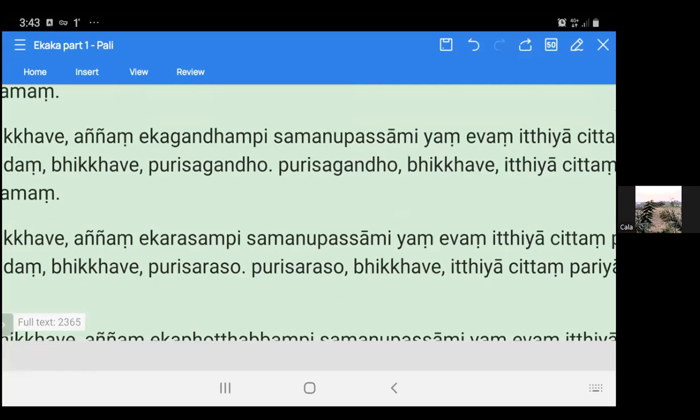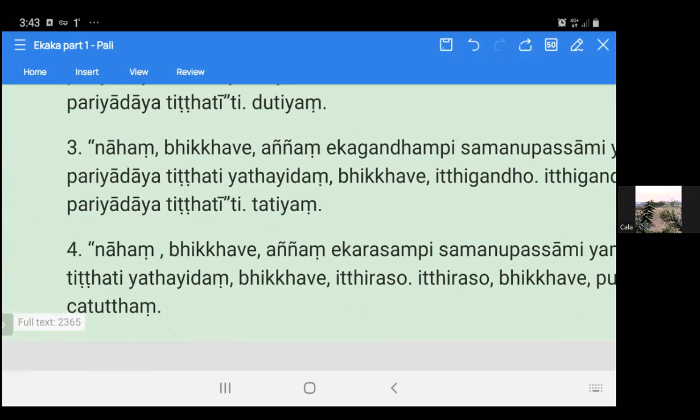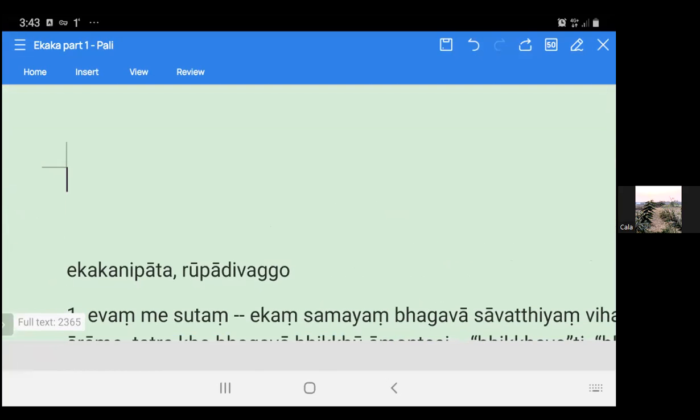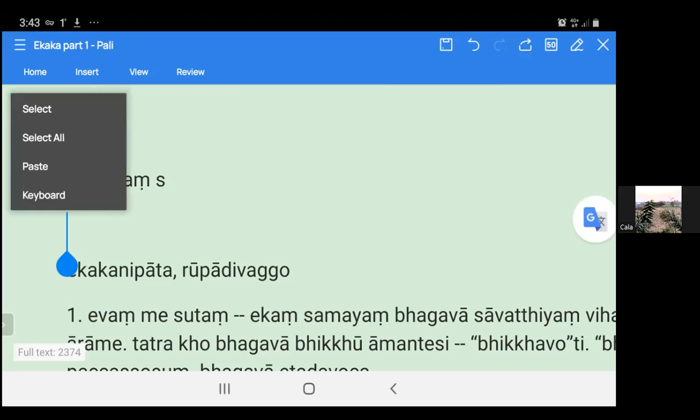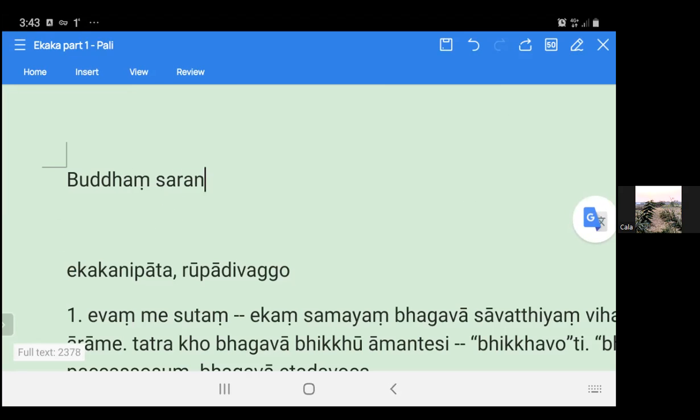Okay, let's say, Buddham Saranam Gacchami, right? So you have the Buddham, and you need to put the M dot. I cannot write here, so I'll just copy from down there. So Buddham. Okay. Something wrong with the keyboard. Okay. So Saranam Gaccha. It should be long A here. So Gacchami. Okay.